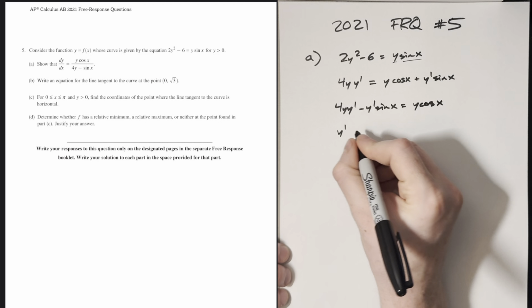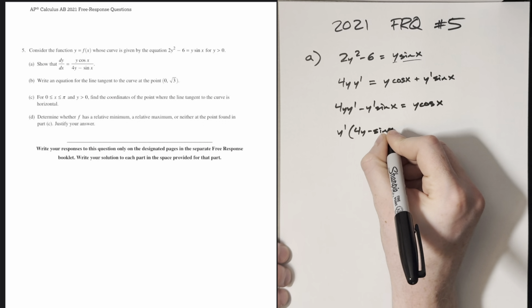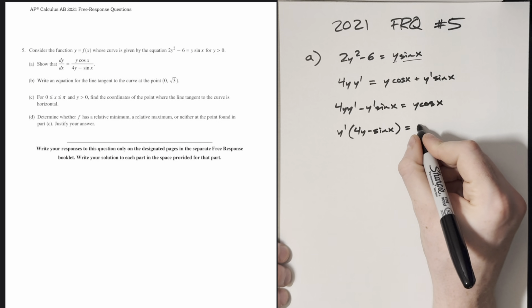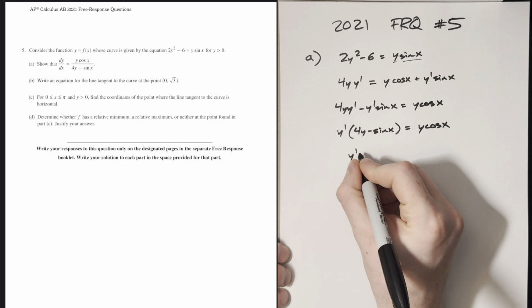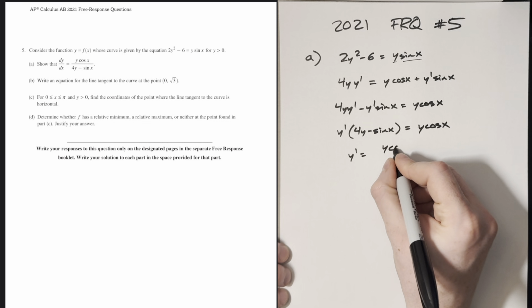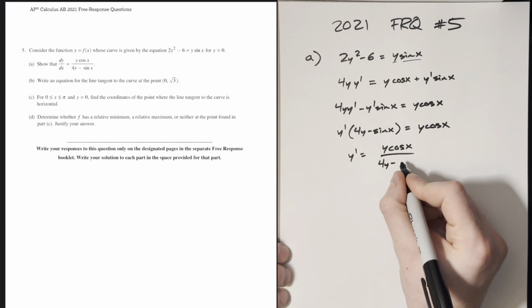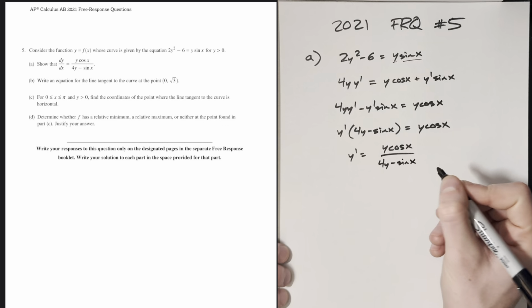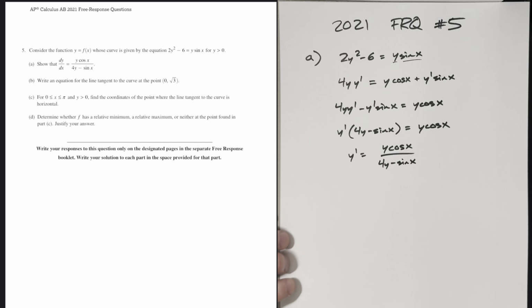I factor out a y prime. I get 4y minus sine x equals y cosine x. And I divide it out as the final step: y cosine of x divided by 4y minus sine x. And I factored it out just so I could isolate it right here at the very end.